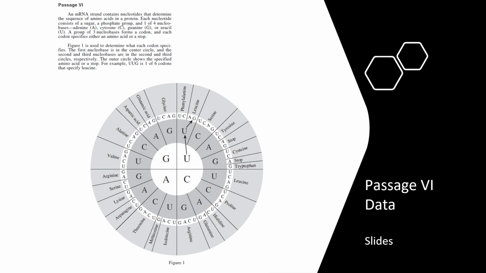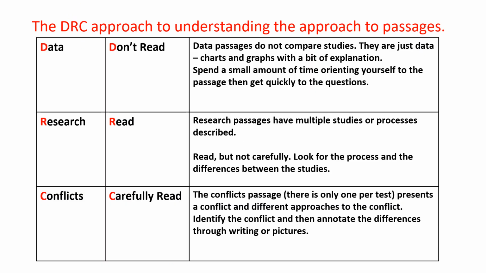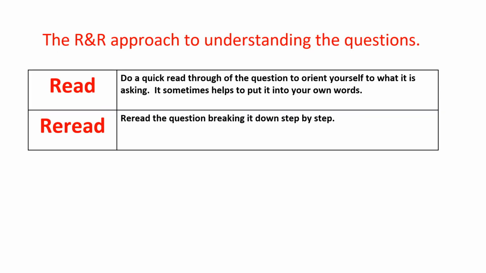We're covering ACT Science, Passage 6. This is a data passage. Our DRC approach, data means don't read, just do enough to briefly understand what's going on. The question will tell you what to do. R&R approach, for the questions, you're going to read the question, then reread, breaking it down step by step. We're doing the reread together.